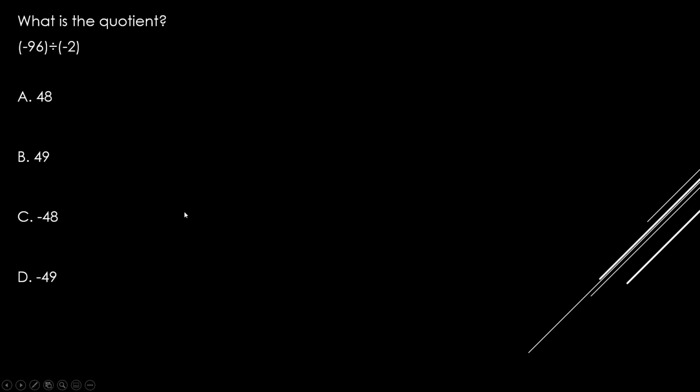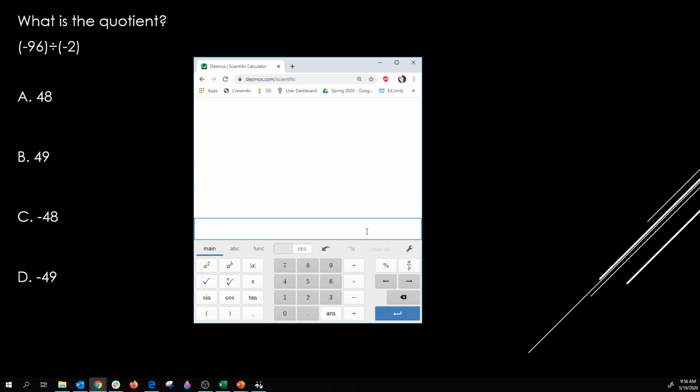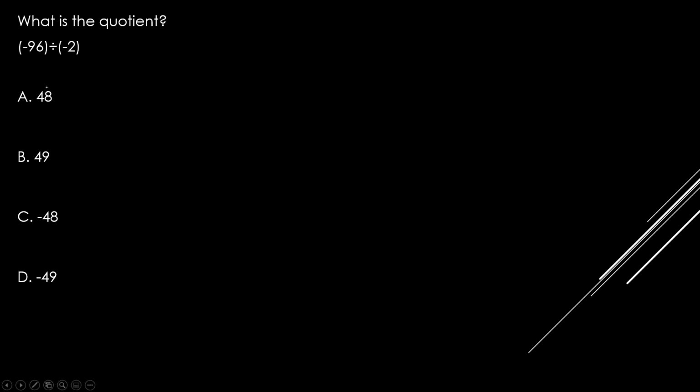Next question wants to know what is the quotient of negative 96 divided by negative 2. So again, type this into a calculator. Okay, be very careful with your signs. So negative 96 is being divided by negative 2. When I type that in, I get a positive 48. Okay, so positive 48.